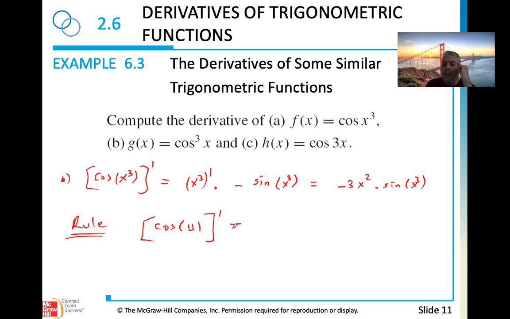The derivative of cosine of u is negative u prime times sine of u. One more time: the derivative of cosine of anything is negative the derivative of that anything times sine of u. It comes from the chain rule. Yeah, let me take your question now.